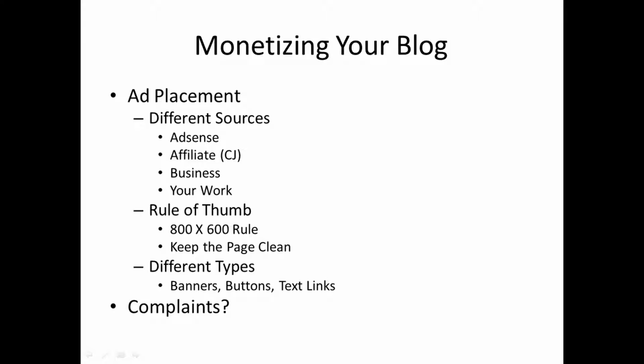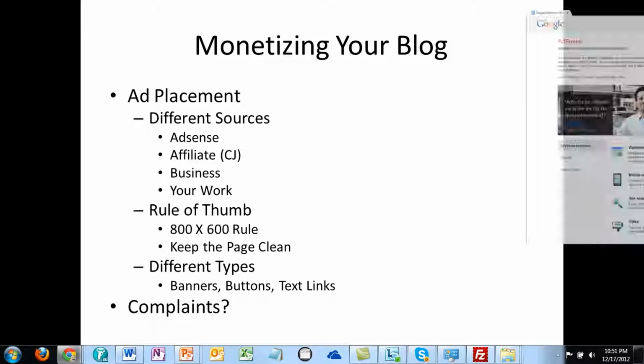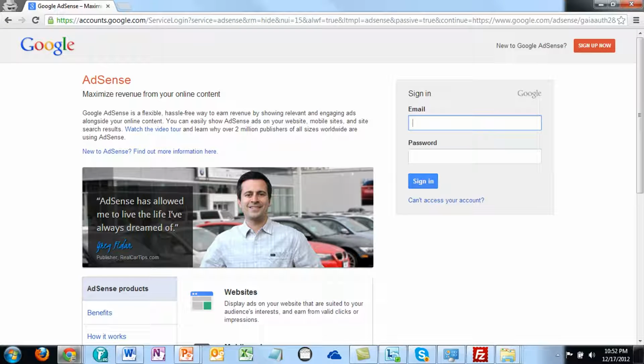Now, there are three primary things you want to pay attention to: the sources, one particular rule of thumb, and then the different types. So in other words, the first thing you want to consider is that you want to have different sources. In some cases, you're going to want to use the Google AdSense program. If you're unfamiliar with Google AdSense, all you'll have to do is go to google.com/AdSense, and you can join the AdSense program, which will allow you to put ads on your site. And I'll show you what this looks like in a minute.